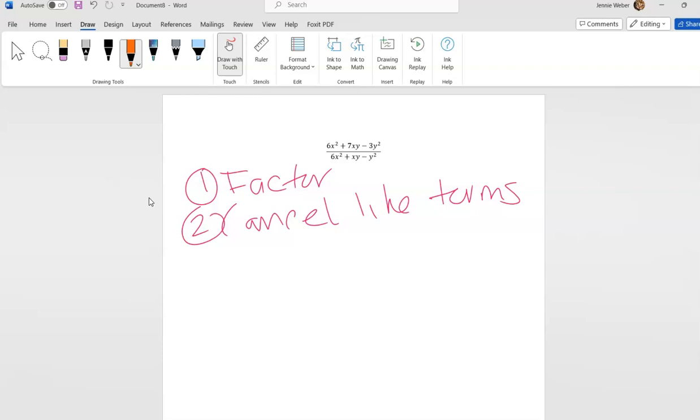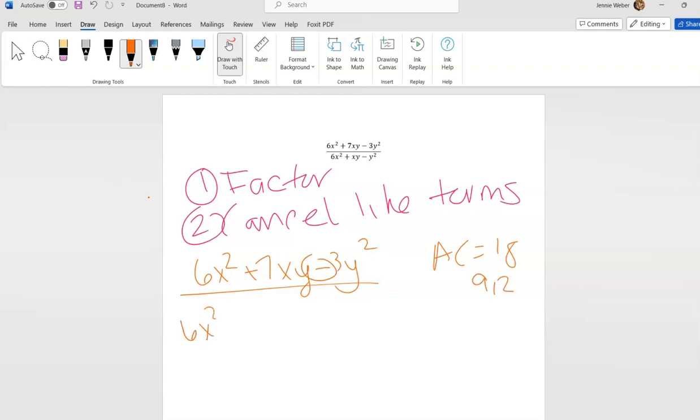Okay, so when I look at the top here, I can see this is going to require some AC factoring, so I'm going to do that. I'm going to do both of these to make this easier on myself. I usually do the factoring and then come back and simplify once I'm done. So I'm going to factor just this right now. My AC term is 18, and I need the pair that subtracts to 7, so that's 9 and 2. So 6x squared plus 9x minus 2x minus 3y squared.